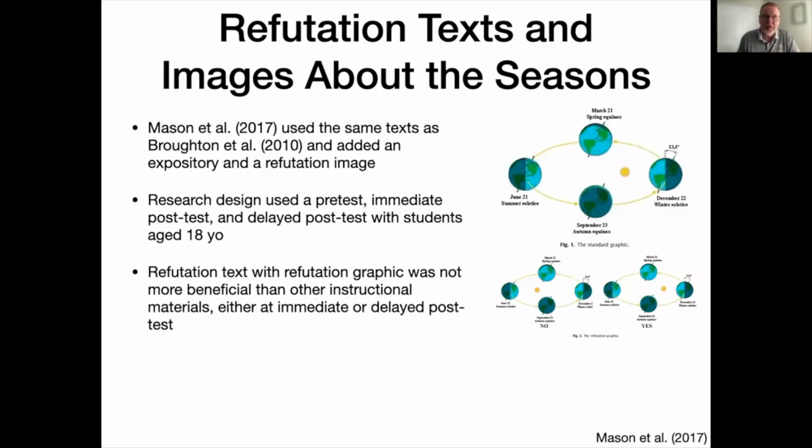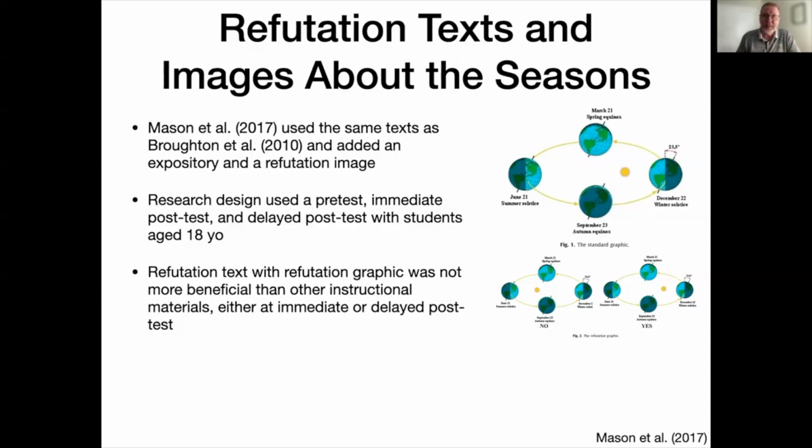Lucia Mason and her colleagues in 2017 went a step further. They used the same expository and refutation text as the study by Broughton and colleagues, but they added expository images and refutation images as well. And so they checked for the combination of refutation and expository text and images. They basically had 4 treatments, and they compared the treatments with 18 years old students.